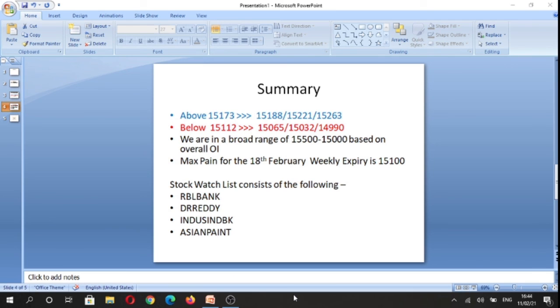I would like to summarize. Tomorrow above 15,173, we can trade towards 15,221 levels, 15,263 levels, and below 15,112 levels, we can trade towards 15,065 and potentially 14,990 levels. And overall, we are in a broad range of 15,500 to 15,000 based on the overall open interest data for 18th February weekly expiry, and the max pain level is at 15,100 levels currently. And our stock watch list comprises of RBL Bank, Dr. Reddy, IndusInd Bank, and Asian Paint.